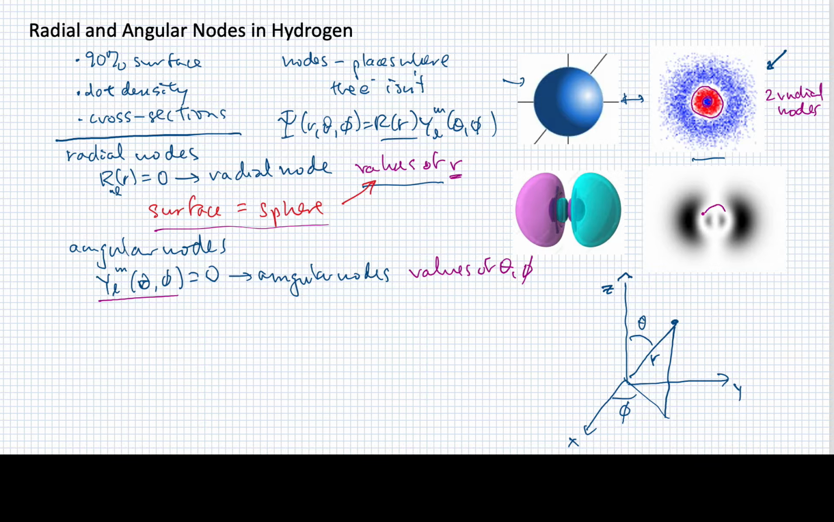So here's another one drawn here in this particular wave function. All right, so it's easy to identify those radial nodes because they are concentric circles about the origin, which is the location of the proton or the nucleus.